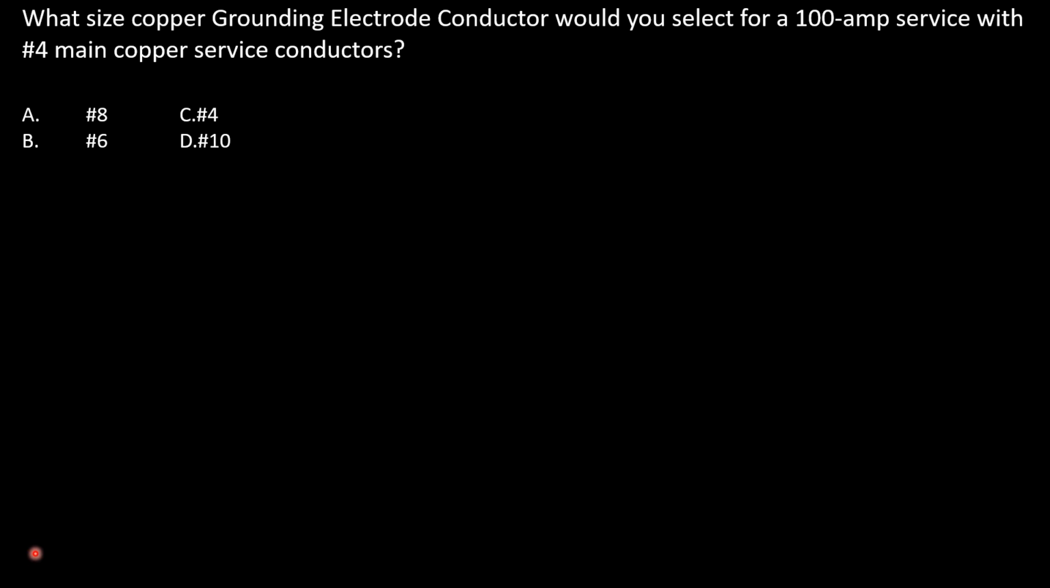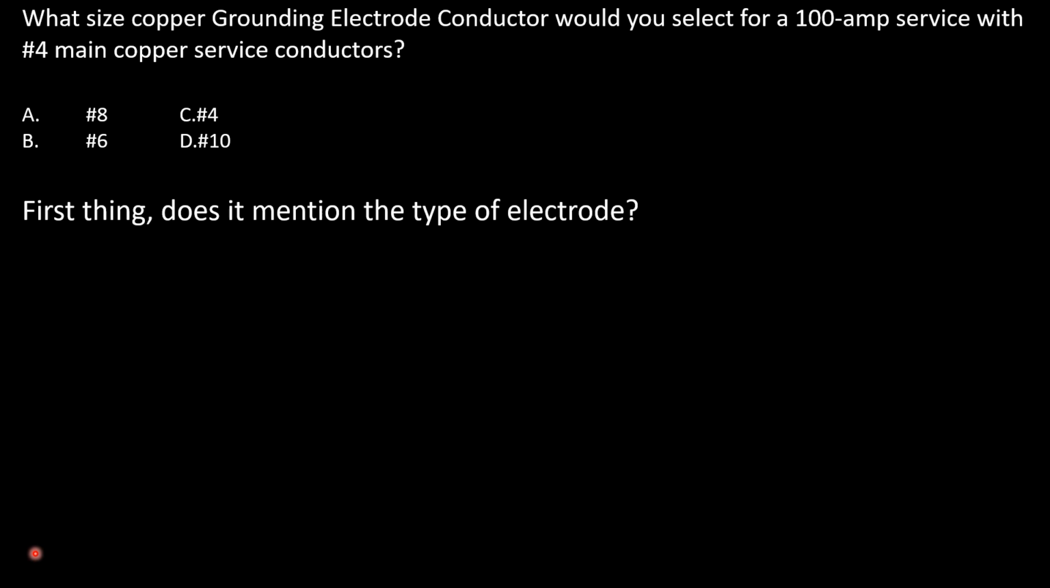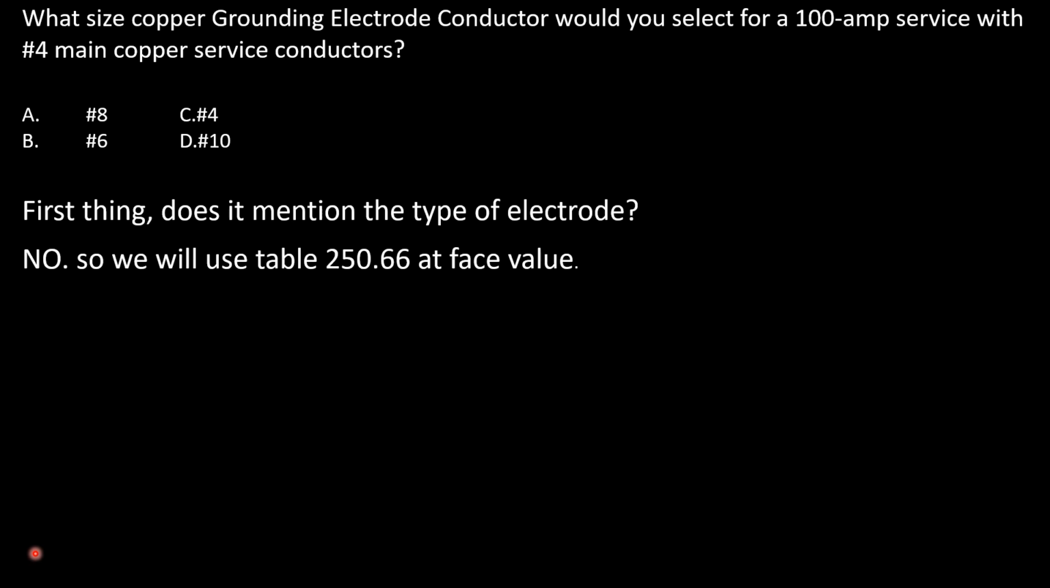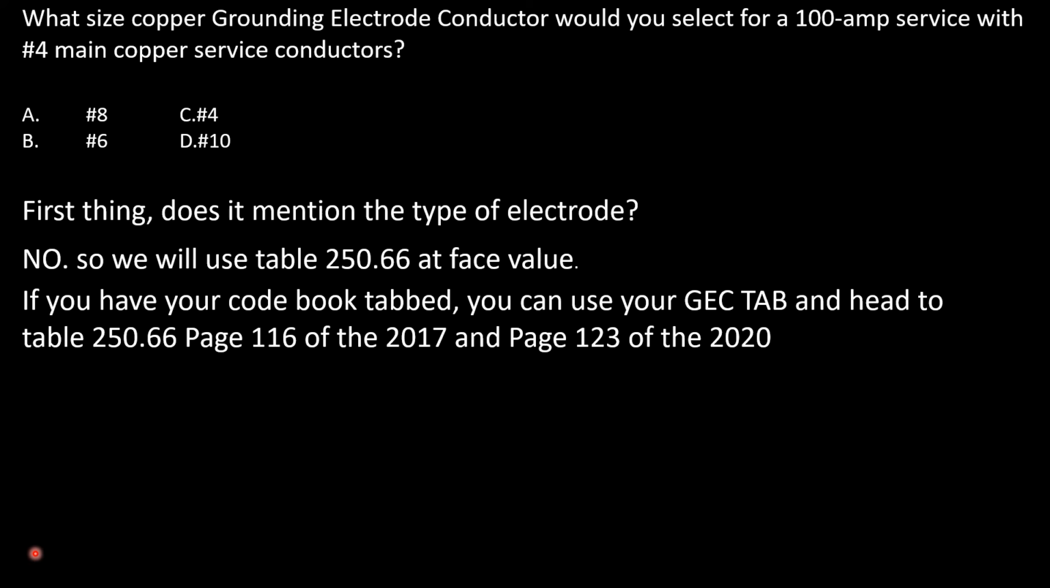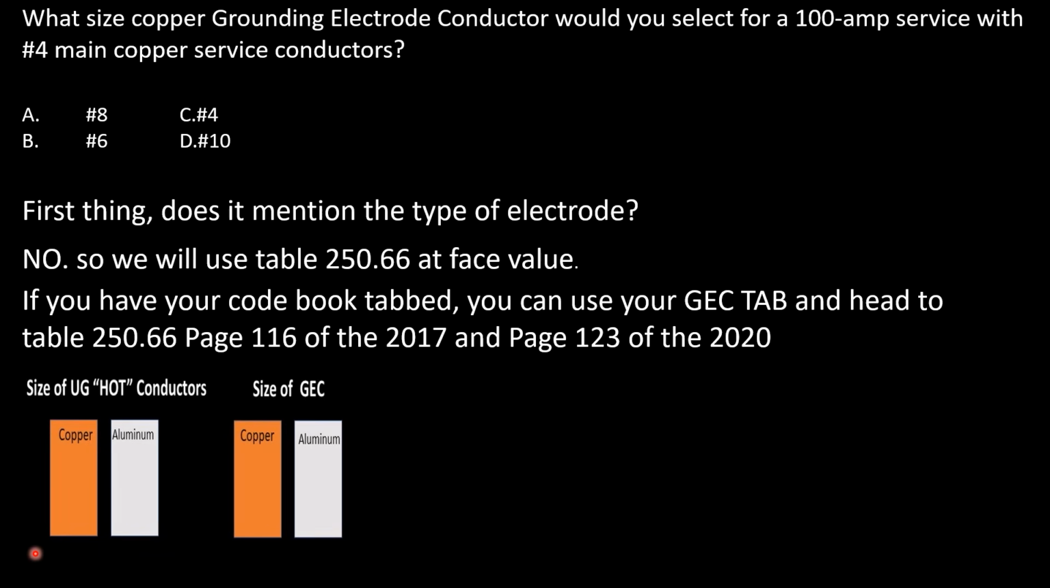What size copper grounding electrode conductor would you select for a 100 amp service with a number 4 main copper service conductor? The first thing we're going to establish is, does it mention the type of electrode in our question? In this case, it doesn't. So we're going to use table 250.66 at face value. If you've tabbed your code book, you're likely going to have a GEC tab. If you haven't, then you're going to be on page 116 of the 2017 and page 123 of the 2020. If you're on previous or later versions of the code, don't worry. These tables haven't changed in forever and they're not going to change anytime soon, so you can follow along just the same.